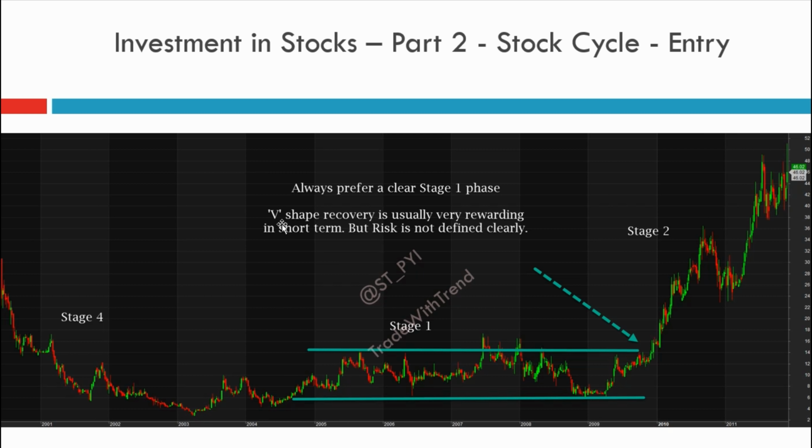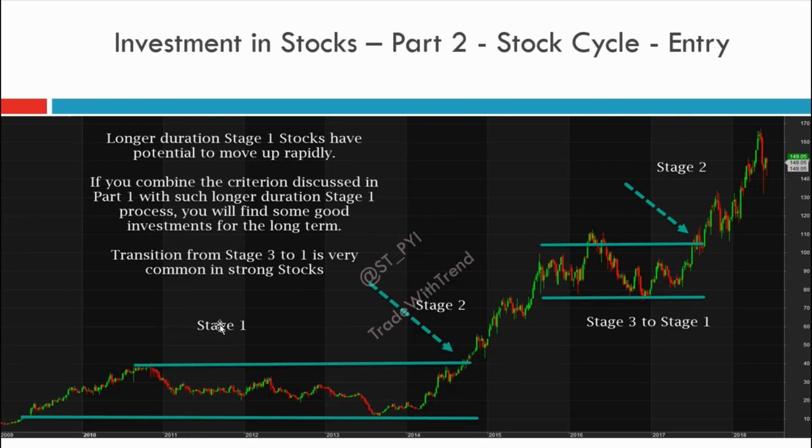There is also a V-shape pattern where once a stage 4 happens, then stage 2 is actually a vertical rise. Now those are difficult to time, or rather trade. So I would ask you to focus on such stocks which form a horizontal range, because these are typically low volatility stocks. Right. So take a look at this example.